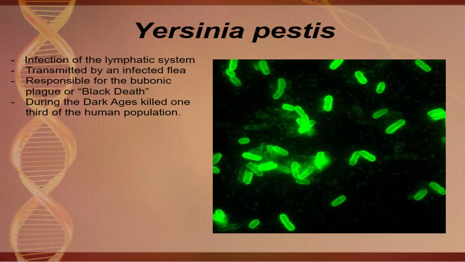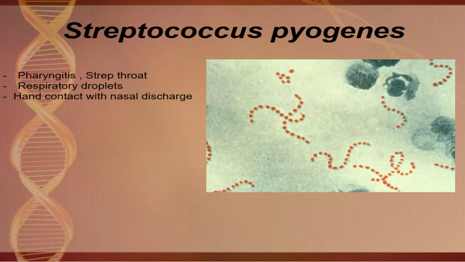This bacteria, Yersinia pestis, this is an infection in the lymphatic system. You get it by flea bites. It's transmitted by these flea bites that suck your blood, and then it transfers in there. This is the bacteria that is responsible for the Black Death. During the Dark Ages, this bacteria killed 1/3 of the human population on the planet, spread around the world. The plague.